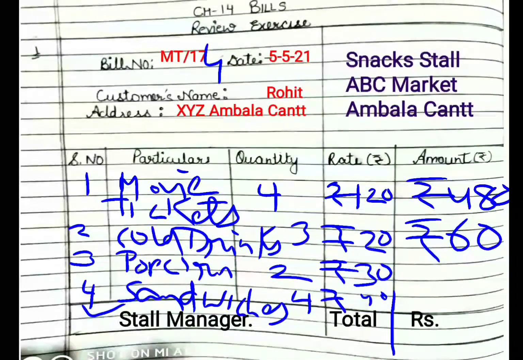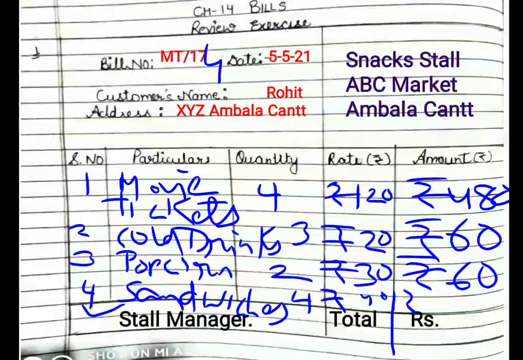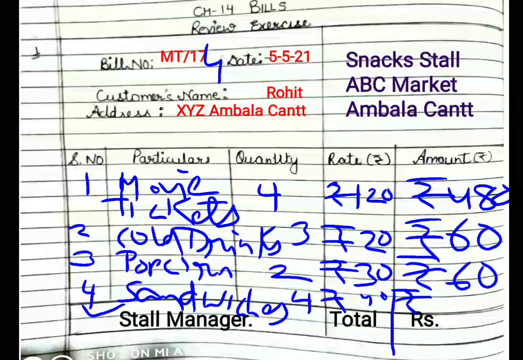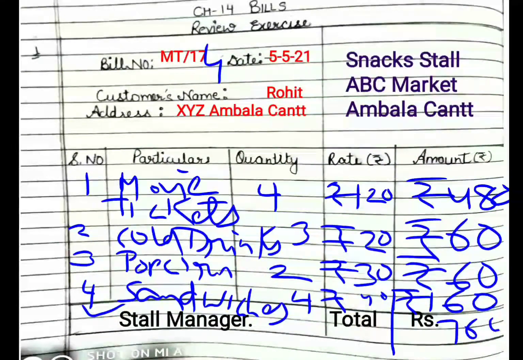Clear? Then popcorn packets. How many did they buy? 2. And the cost of one packet is 30. So the cost of 2 packets will be 60 only. At the end they bought sandwiches, and how many did they buy? 4, and the cost of one sandwich is 40. So 40 into 4 is 160. Students, you have to add them. When you add, the answer will come rupees 760. Clear?